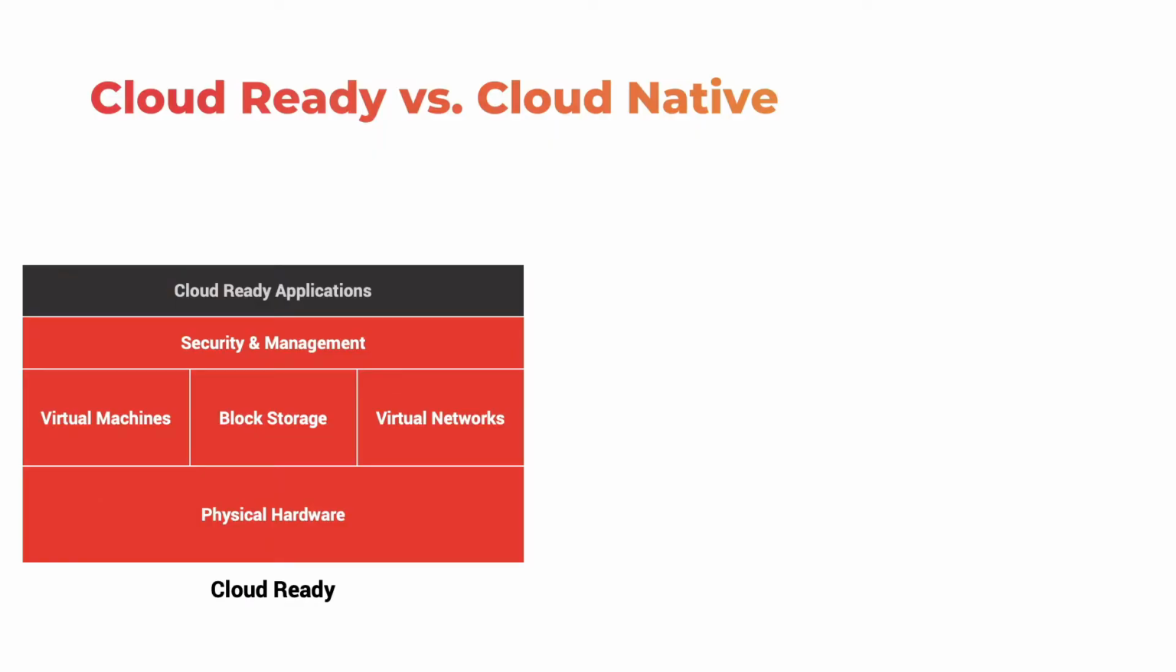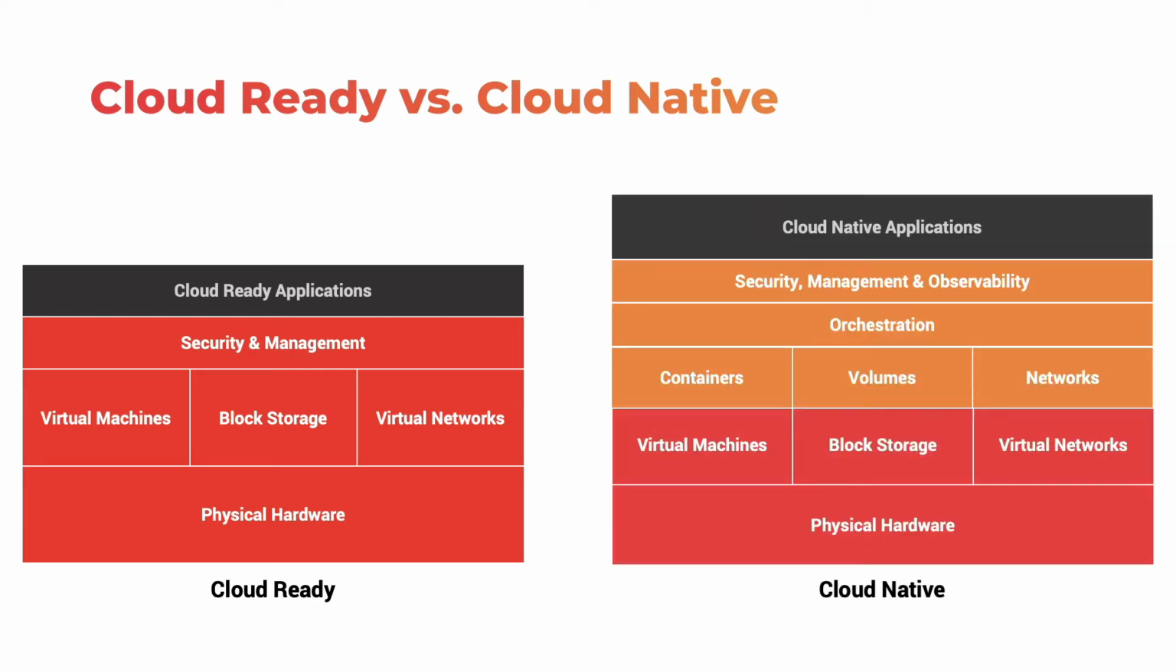So let's get started. Cloud ready versus cloud native. Well, cloud ready is the first generation of cloud where we had physical hardware followed by the software defined layers for compute, storage, networking, and then a layer that basically targeted the security and management. And on top of this ran cloud ready applications. Essentially, cloud ready was all about virtual machines and lifting and shifting workloads from the enterprise data center to the cloud. Now, when it comes to cloud native, we have a layer in between the building blocks and the applications.